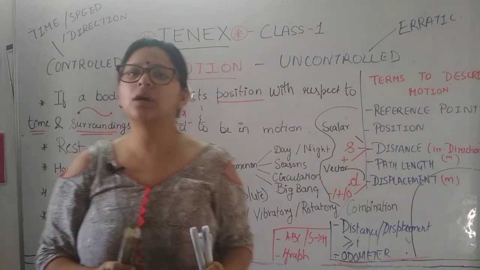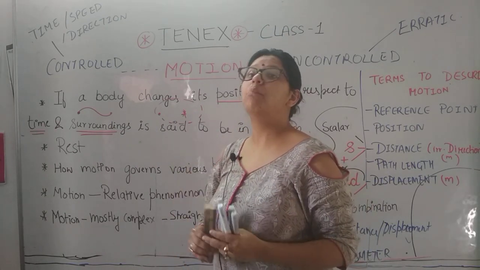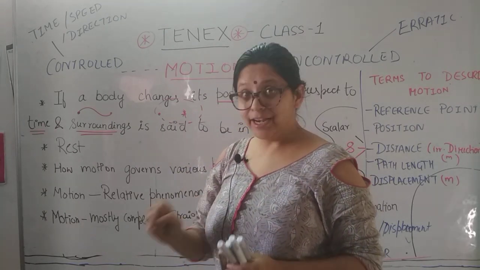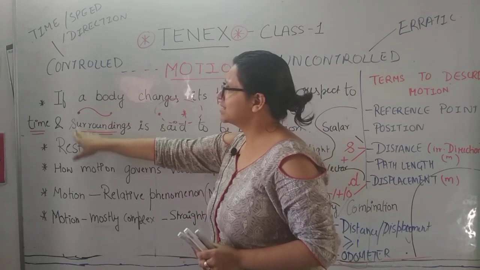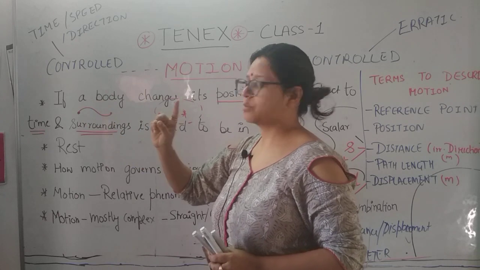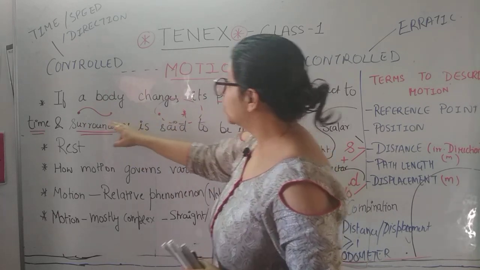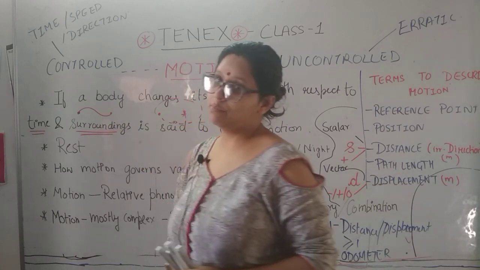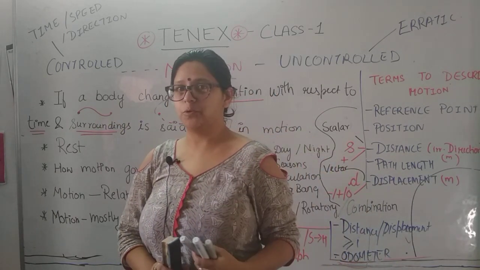So one thing we understood, children: when is a body in motion? A body is in motion when it is changing its position. It's not at the same position, it's changing its position, number one, with respect to its surroundings, number two, with respect to the time also, okay? So then a body is said to be in motion, okay?